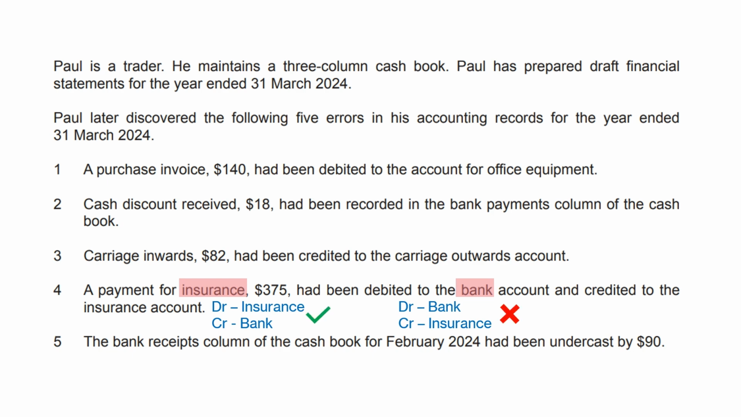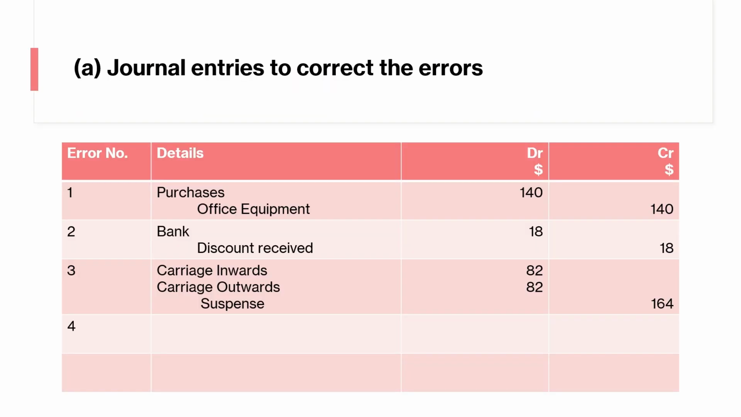So this is the right one, this is the wrong one. To correct that, you will debit insurance by 750, double the amount, and credit bank by 750.